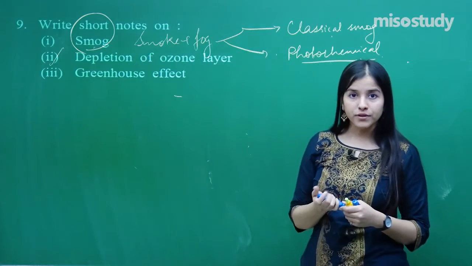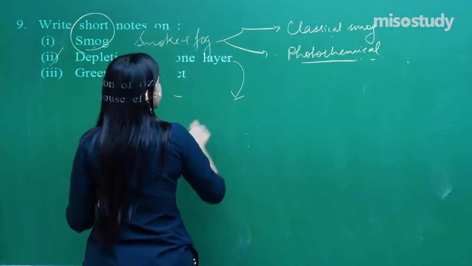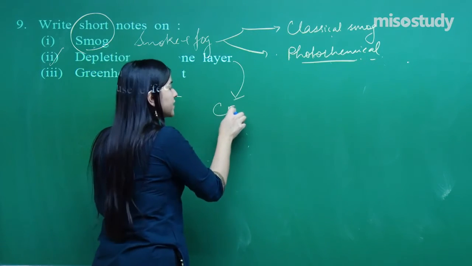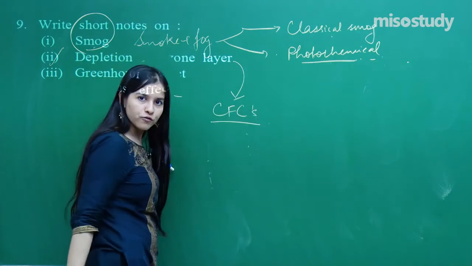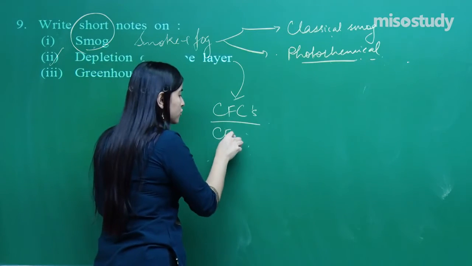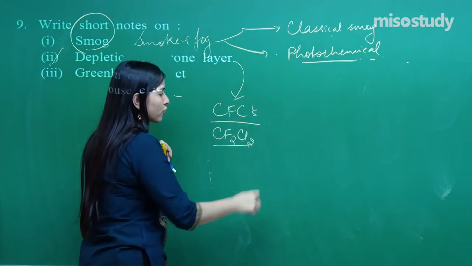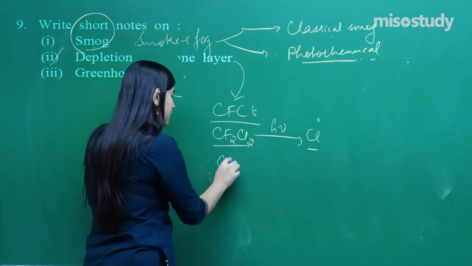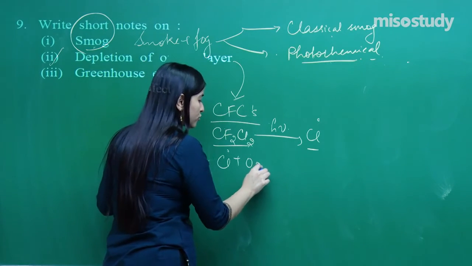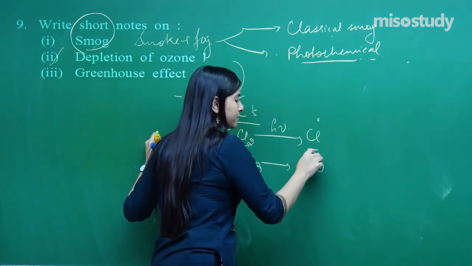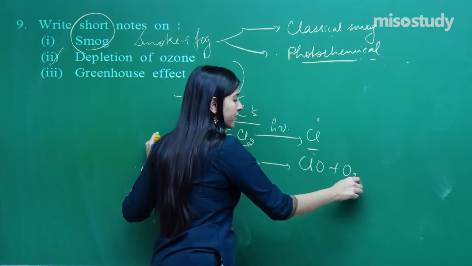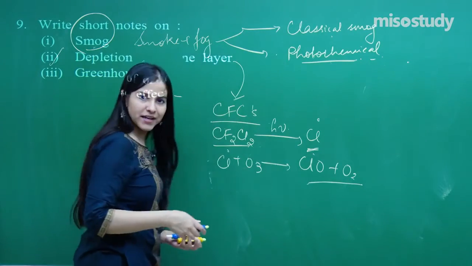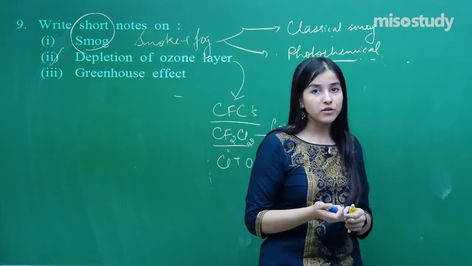You need to write the short note. First of all, tell them how the ozone layer is basically depleted. CFCs are the main culprits, chlorofluorocarbons. You can also mention the reaction, right? Chlorofluorocarbon in the presence of sunlight gets broken into a free radical. This free radical combines with ozone forming ClO free radical plus O2, right? This is the thing, clear? Okay, such reactions you can mention, showing how the ozone layer is depleted.